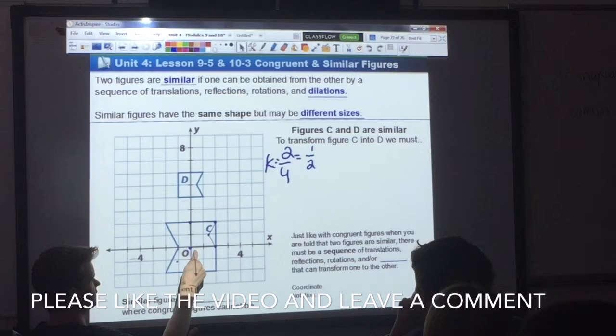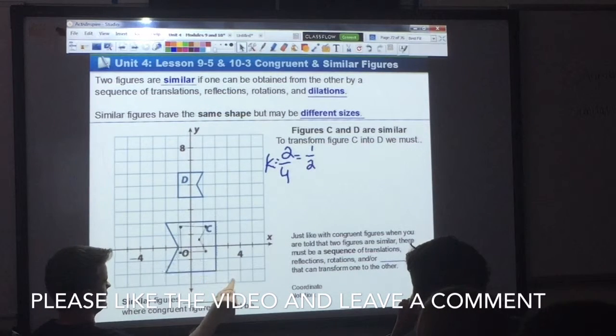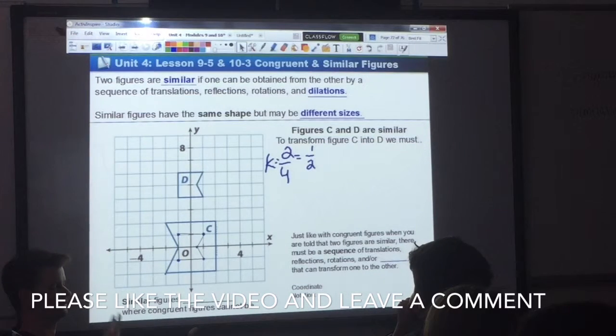So we'll do 180. Let me fix the position here. And it's going to go right there. That is a 180 degree rotation around the origin.